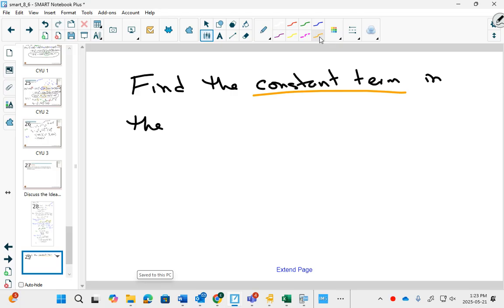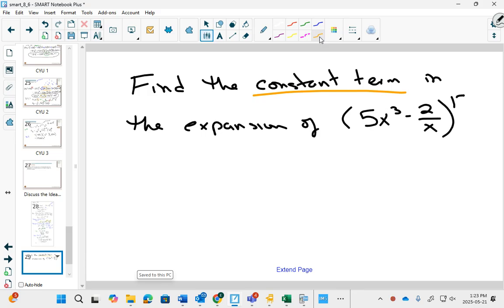Find the constant term in the expansion of, and this time I'll use, 5x cubed minus 2 over x, to the 15? No, to the 12. 15 might work too, but to the 12.